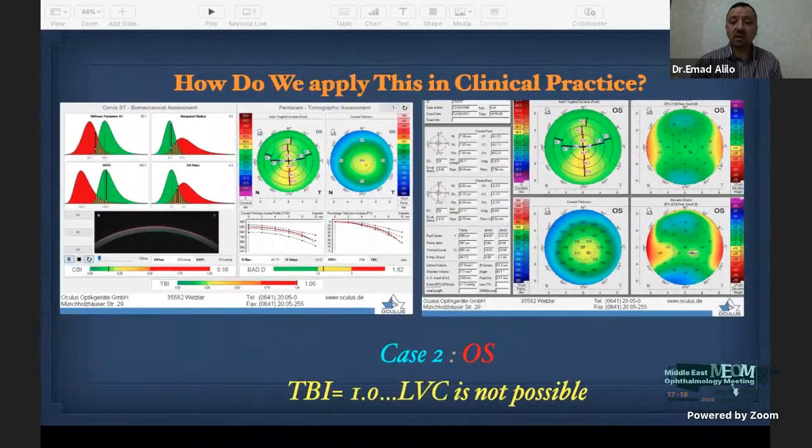So even in the other eye, it's the same. So this gives us credibility for these kinds of techniques.